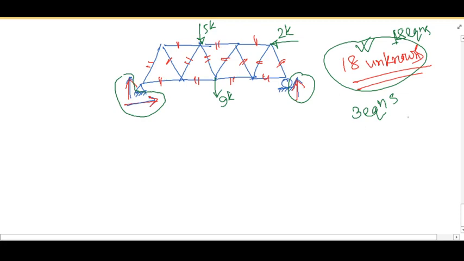So we'll be getting 3 equations from the equations of static equilibrium. That is one thing. And from each of the joints, as you can see here, you'll be getting more. This is joint 1, 2, 3, 4, 5, 6, 7, 8, and there are 9 joints, as you can see from here. So 9 joints are there.